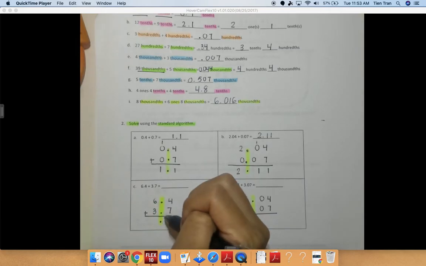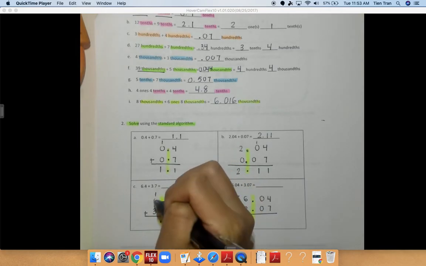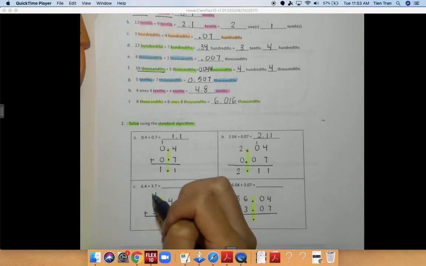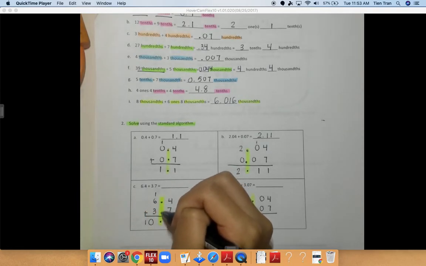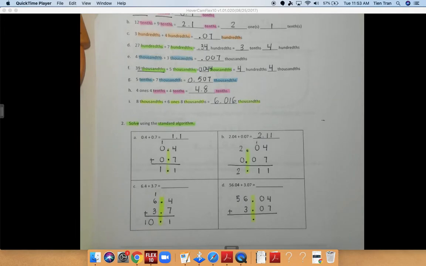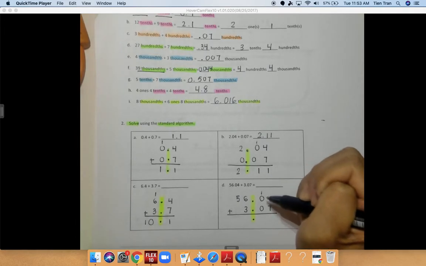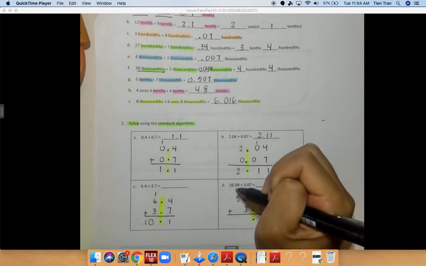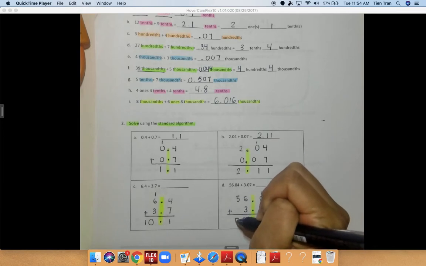Over here, 7 plus 4 is equal to 11, so I carry my 1. 6 plus 3 is equal to 9. 9 plus 1 is equal to 10. Don't forget to bring down your decimal. 4 plus 7 is equal to 11. 0 plus 0 plus 1 is equal to 1. Bring down my decimal. 6 plus 3 is equal to 9. And bring down my 5.